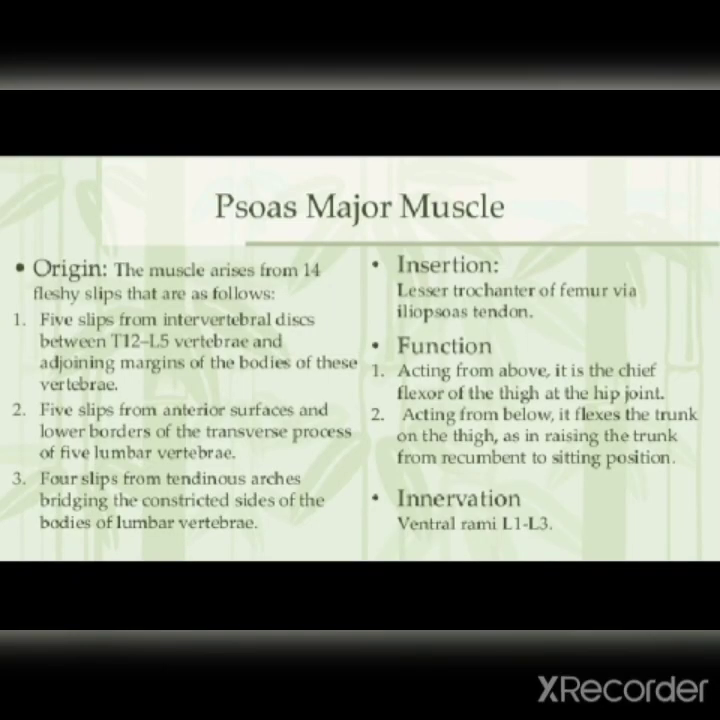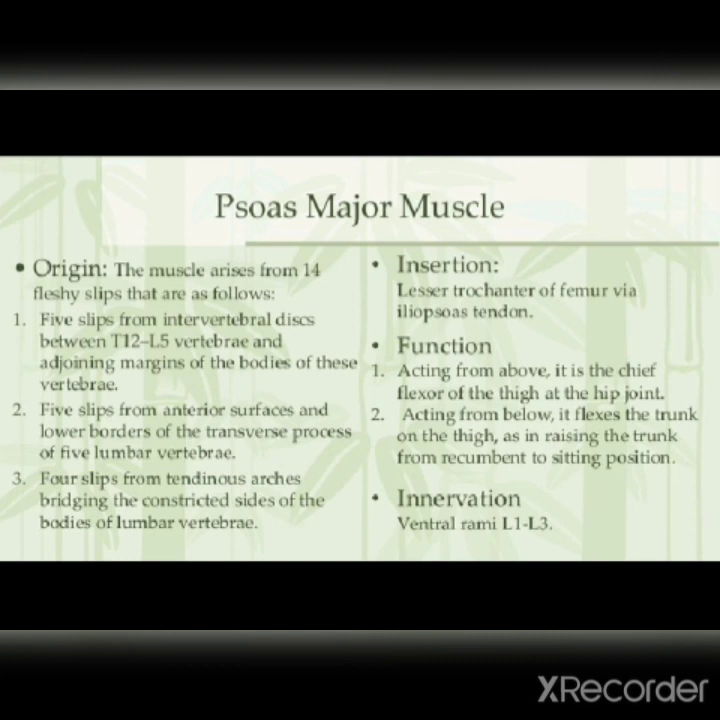Acting from below, it flexes the trunk on the thigh. When it acts from above, it causes flexion of the thigh at the hip joint. When it acts from below, it flexes the trunk on the thigh, raising the trunk from the recumbent position to the sitting position. Innervation is by the ventral rami L1 to L3, L1, L2 and L3. That is the nerve supply of the psoas major muscle.